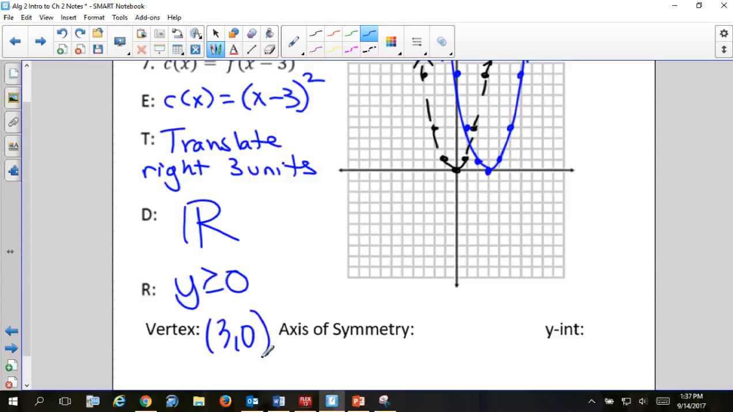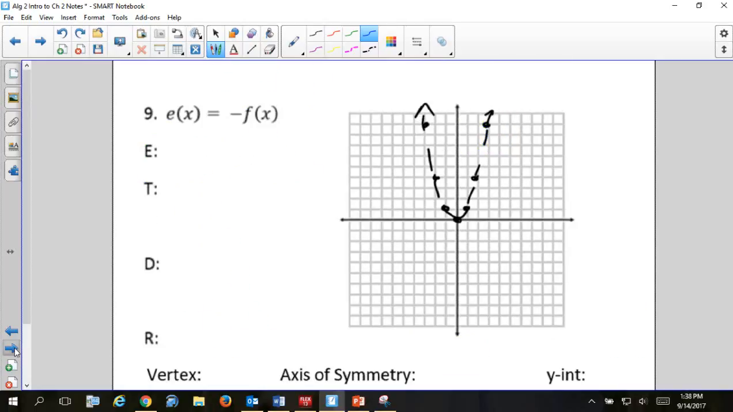Axis of symmetry. Ellie, do you have the axis of symmetry? X equals 3. Very good. And then the y-intercept. Matt, do you have the y-intercept? Not 39. 0. Should be 0 because it's going to be on the y-axis. So the x has to be 0. And then it's at 9. Very good. All right, next one is number 9.